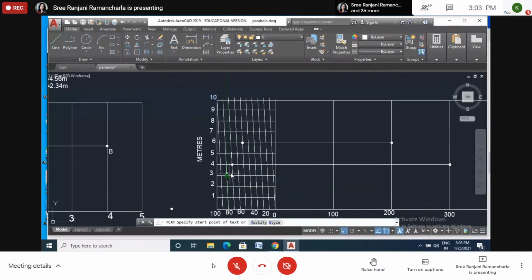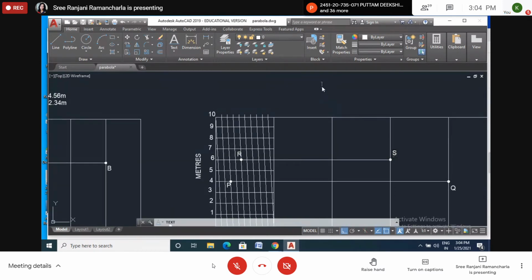So here I will write A B. This point I will name as A. Now I will name it as PQ. Now here I have to check it again. P, capital P, and this is Q. And this I want to name as R, capital R, and this I want to name as S.